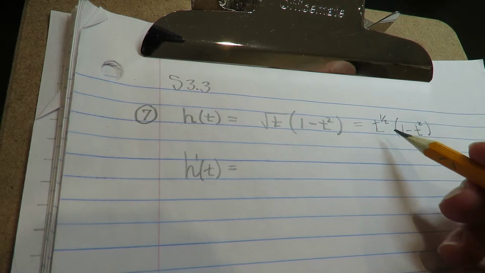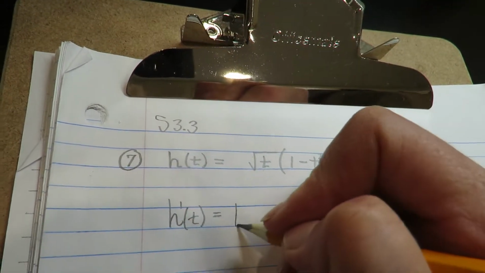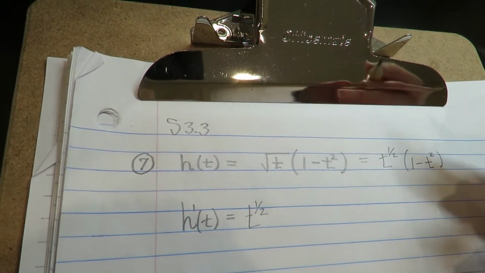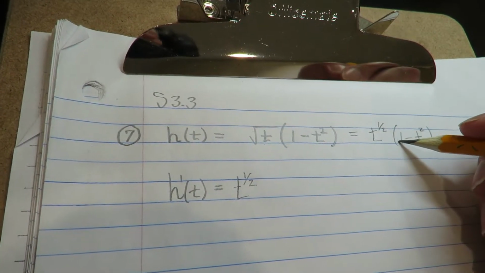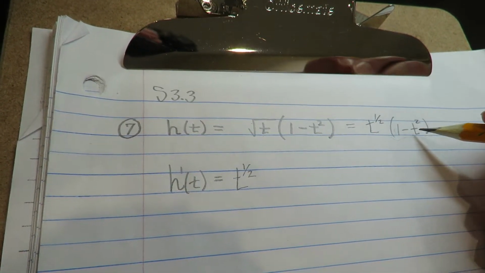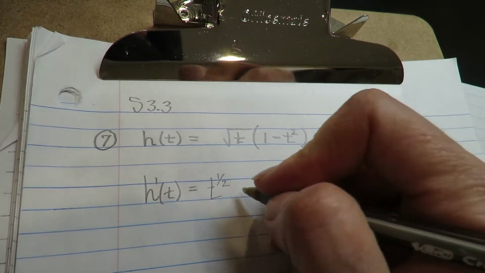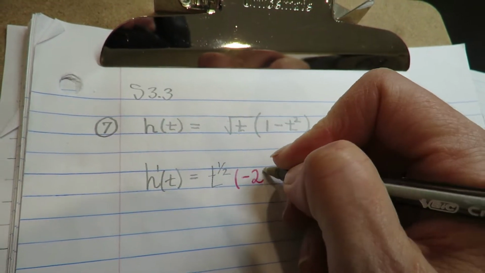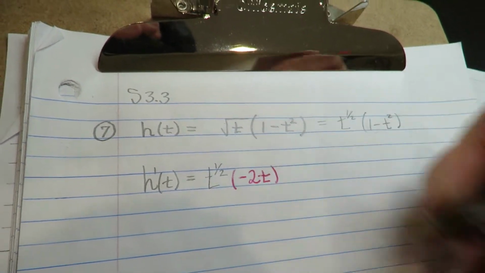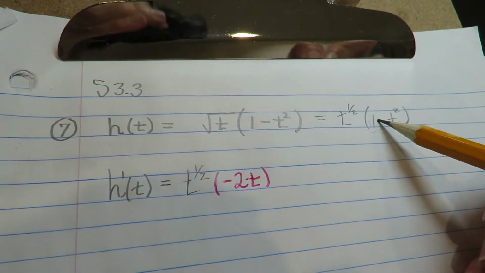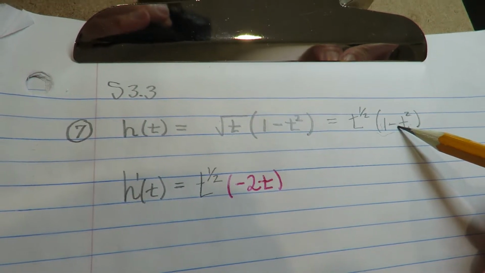You first leave the first piece alone. Take the derivative of the second piece. So the derivative of this piece, that's 0. The derivative of this piece right here is -2t, because I got this negative here, and then I've got to do the power rule on that.